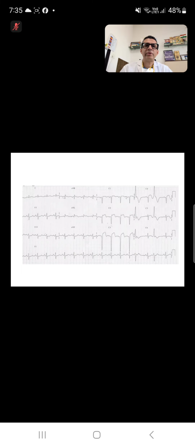Someone wanted repetition of STEMI with reciprocal changes. So whenever you have ST elevation in one set of leads, the opposite side leads will show ST depression. It is just normal physics. If current is going in one direction and the leads are in the opposite direction, one area producing ST elevation, the opposite side will produce ST depression. So those are referred to as reciprocal changes.